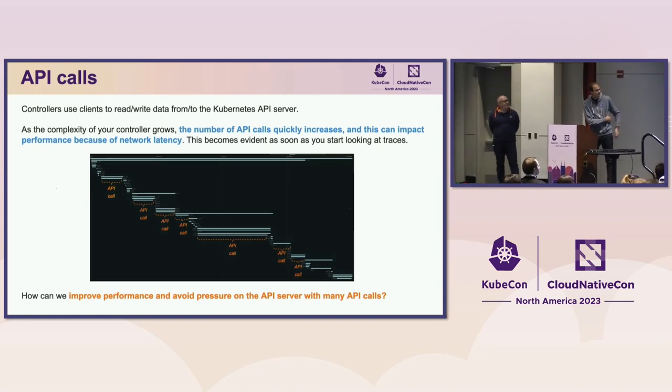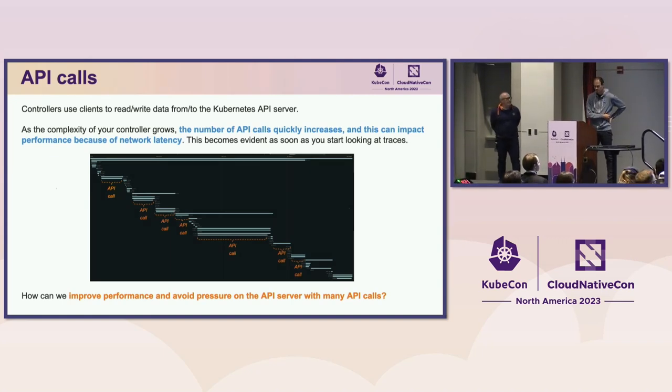If you look at this picture, that is a trace from the KCP controller, and I think that's only a subset of what can happen. If you see, at the top of the trace, that's basically the entire reconcile duration, and every bar which is a little bit wider is actually an API call. So if you look at this, you can say 80-90% of the reconcile duration of this KCP controller is just doing API calls against the API server. And then the question is essentially, how can we improve this? And ideally, while improving this, how can we reduce the load on the API server?